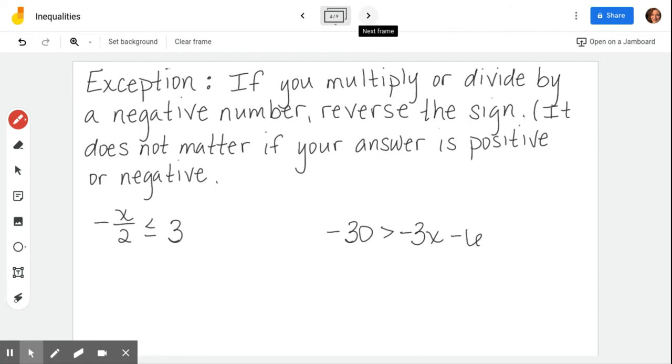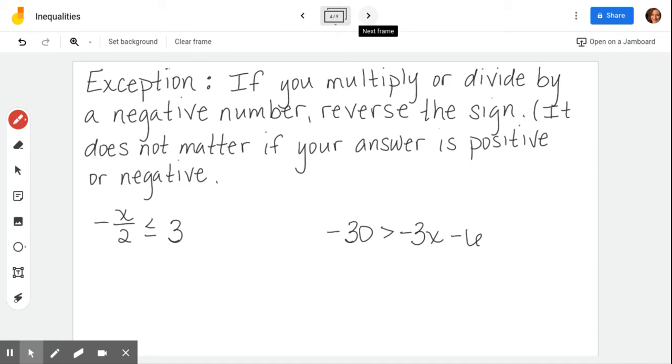Now, there is one exception to all this that we've been talking about. The only thing in solving these that is ever different than a normal equation is if you have to multiply or divide by a negative in order to get your variable by itself. It doesn't matter if your answer is positive or negative. But if that final step to get your variable alone is to multiply or divide by a negative, then you're going to take that inequality sign and flip it around to make it face the other way.